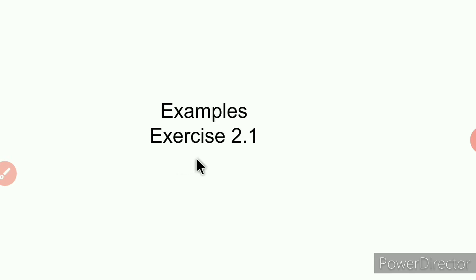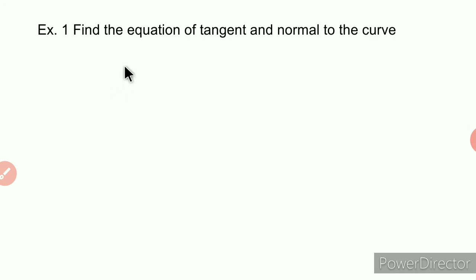Now we solve some examples on our first topic, that means equation of tangent and normal, from our exercise number 2.1. So see the example 1. Find the equation of tangent and normal to the curve y is equal to x square plus 2 e raised to x plus 2 at the point 0, 4.